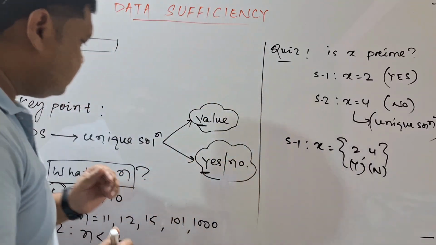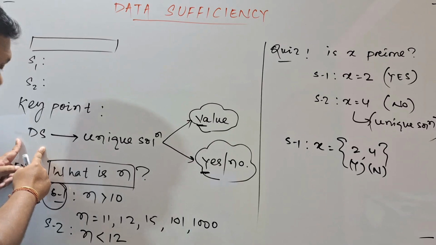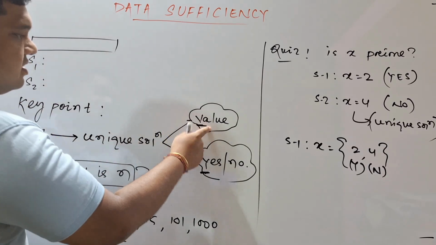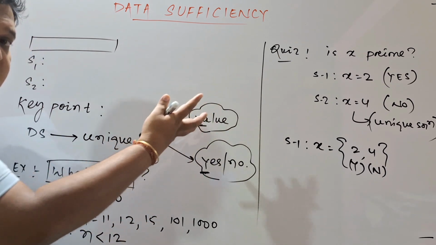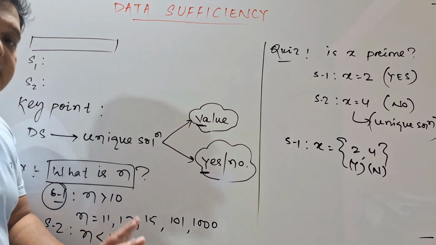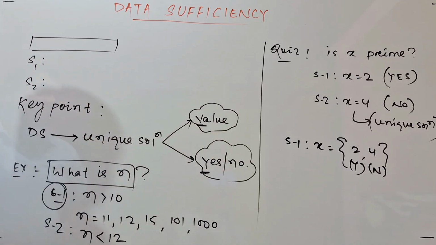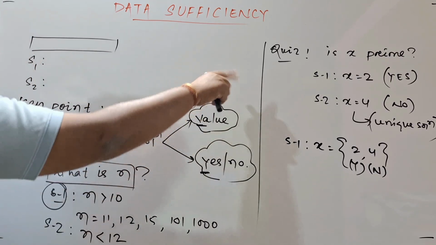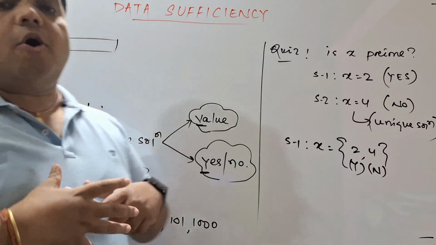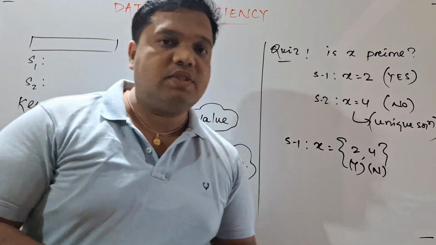Okay. So in DS, data sufficiency, it means unique solution. Unique solution means either we are looking for a value, or we are saying yes or no. By saying yes or no, my work is done. So these are two examples. This is for value, and that one is where we can answer by saying yes or no also. Now we are going to think about how options are framed.